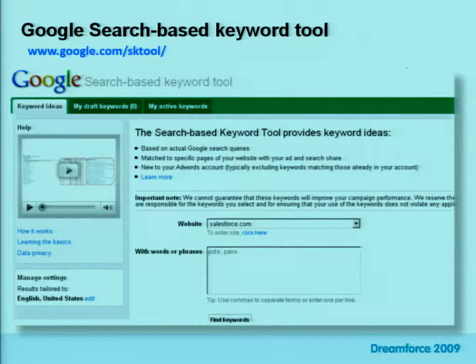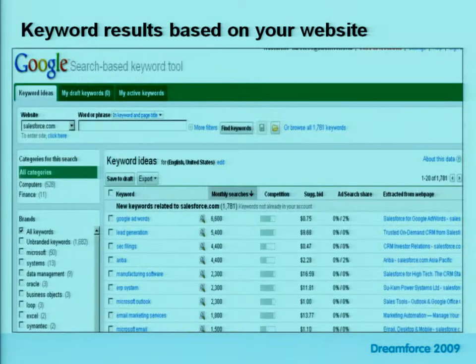It's only a few months old. You get to enter your website. What Google will do is they'll crawl your website, and they will tell you what keywords they think you're relevant for. So we entered Salesforce.com. We got Google AdWords on certain pages.